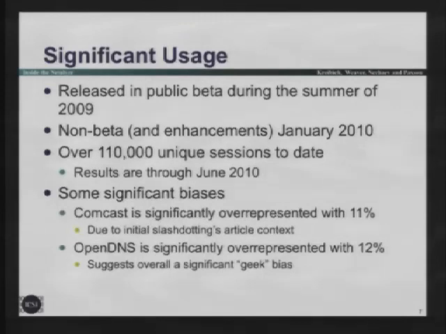There are biases in our data set. Geeks like this tool. We can tell because a lot of people are running OpenDNS when they use Netalyzr, and I don't think OpenDNS is 10% plus of all users on the internet.